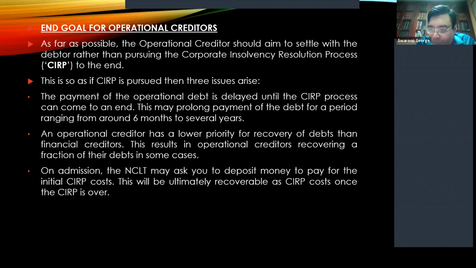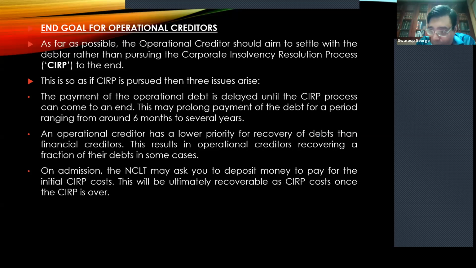This will take anything from around 6 months to several years, with appellate proceedings going on. So the payment due to you would be delayed for a long time, and that will cause more damage to you. Secondly, and even more importantly, as of now, the operational creditor has a lower priority for recovery of debts than financial creditors. As I stated earlier, the committee of creditors comprises solely financial creditors.